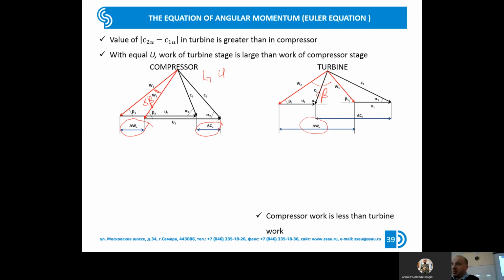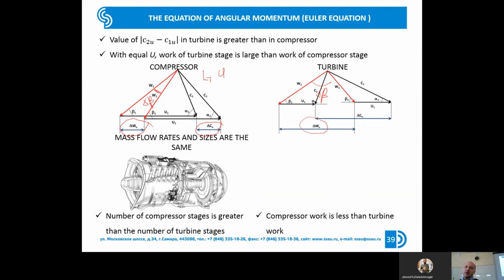And how to solve this problem? To use several stages of the compressor. And that's why typically the number of stages of the compressor is greater than the number of stages of the turbine. And it's really typical that we have 6, 7, 10 stages of the compressor, which are driven by 1 or 2 stages of the turbine.